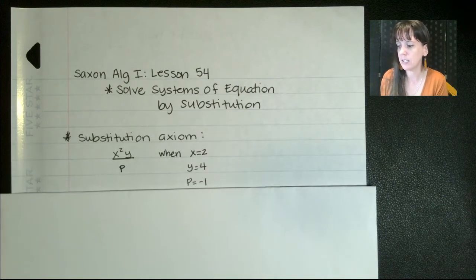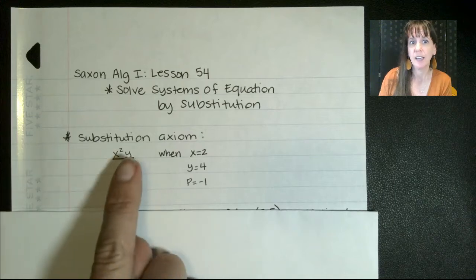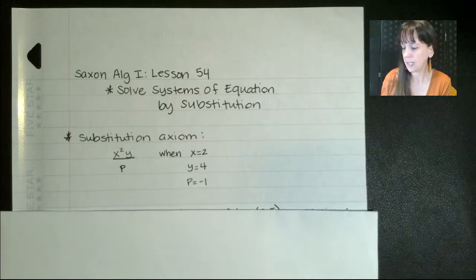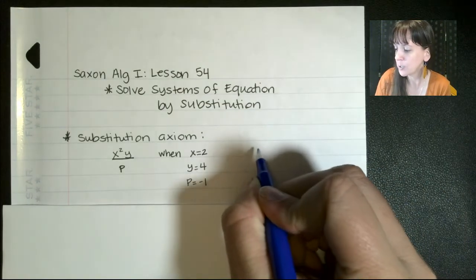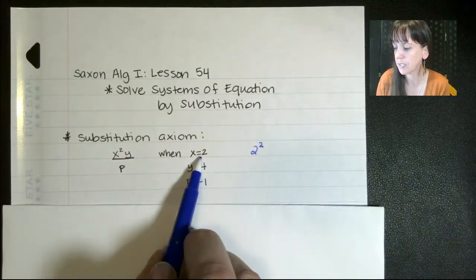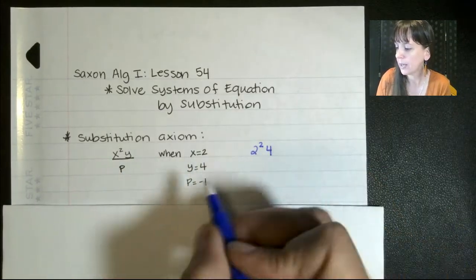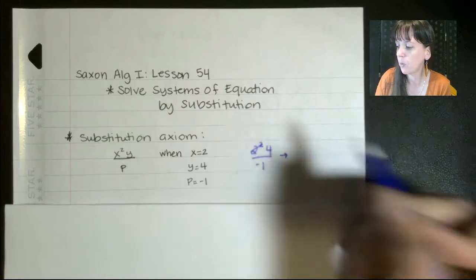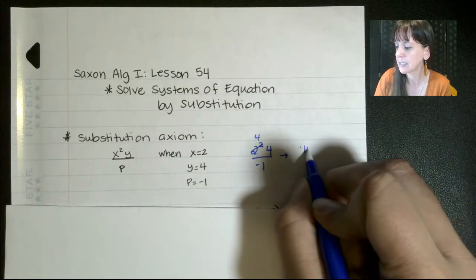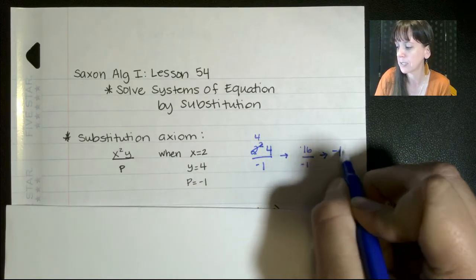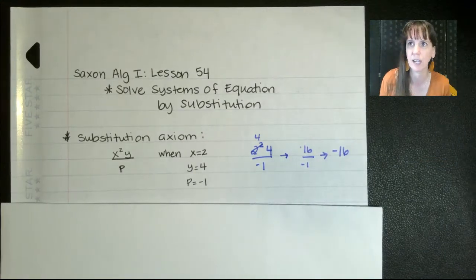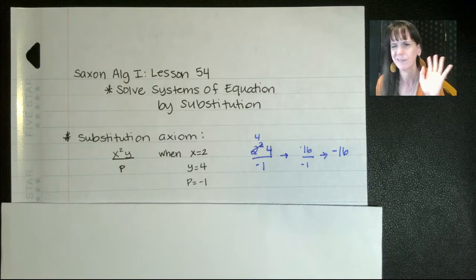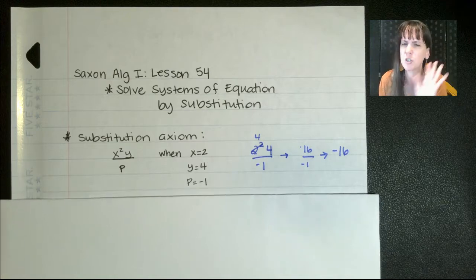Okay, so how this works is our substitution axiom says that when x, y, and p equal these things, what do we do? We substitute in 2 squared, because that's what y is, which is 4 for our y, and p is -1. So 2 squared we know is 4, and 4 times 4 would give us 16 over -1, which becomes -16. So basically the substitution axiom just lets us say, hey, if this one thing equals one thing, then we can substitute it in for another one. That's not really a good explanation. Let me show you what I mean by this.